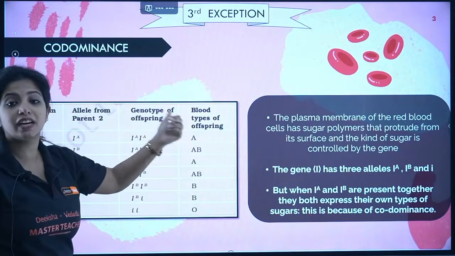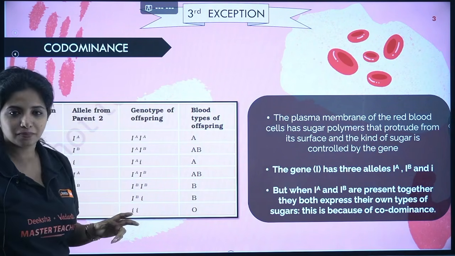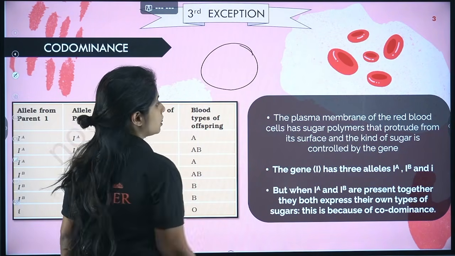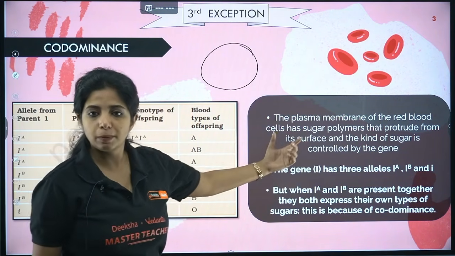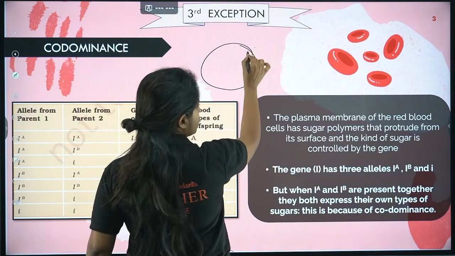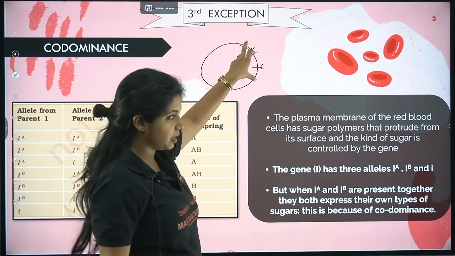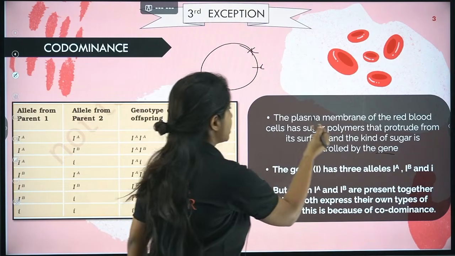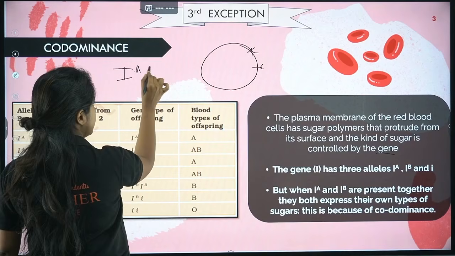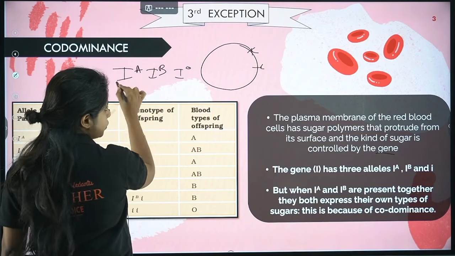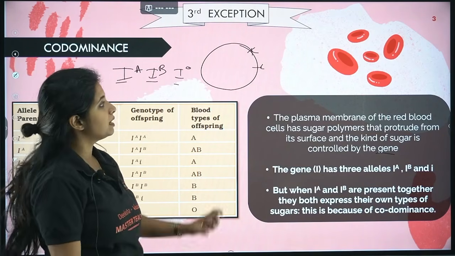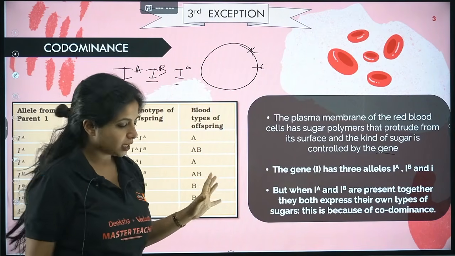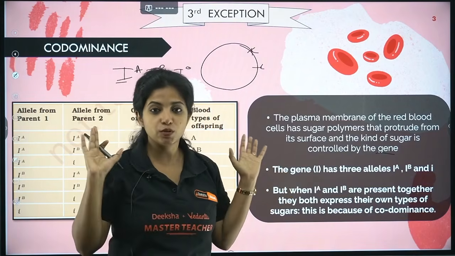Now the other exception is related to this, and that is codominance. I'll tell you the funda first. Suppose this is a red blood cell. The plasma membrane of the red blood cells has sugar polymers that protrude from its surface. The kind of sugars present is determined by the genes. As I told you, you have multiple alleles, IA, IB, and IO. Whatever gene combination comes up decides what sugar polymers are present on the plasma membrane. Let's talk about what codominance is.